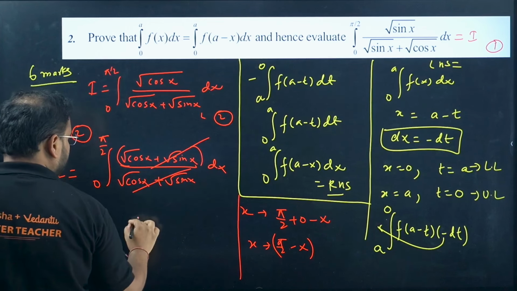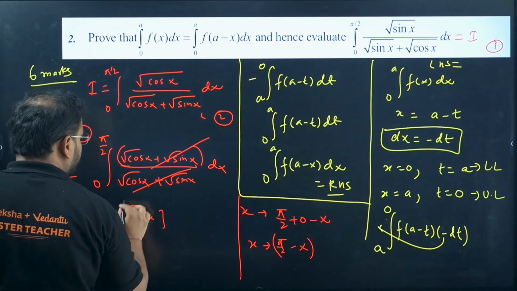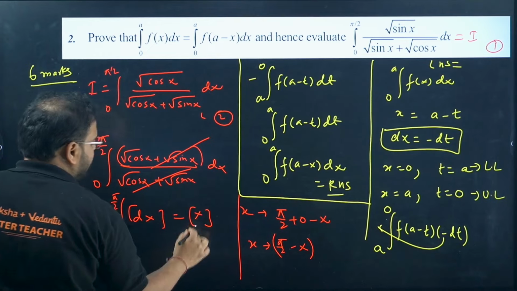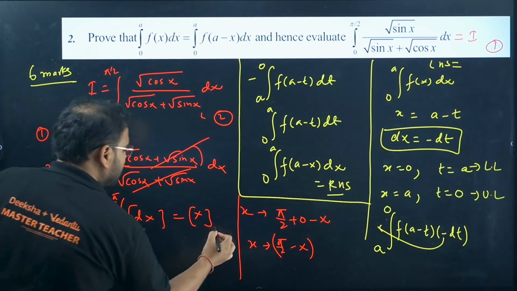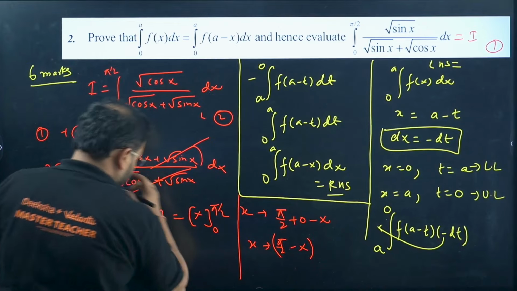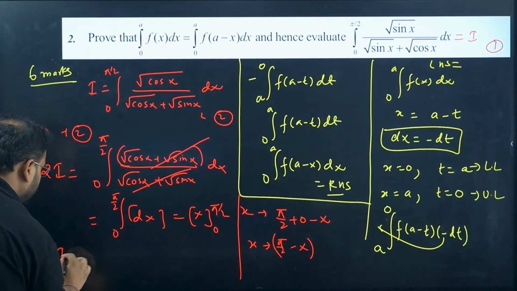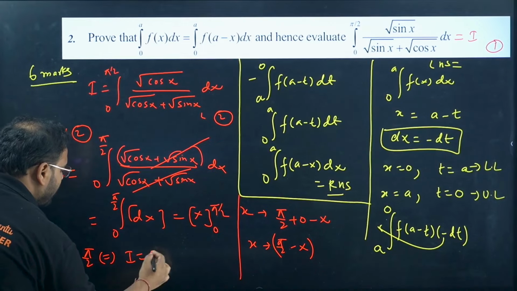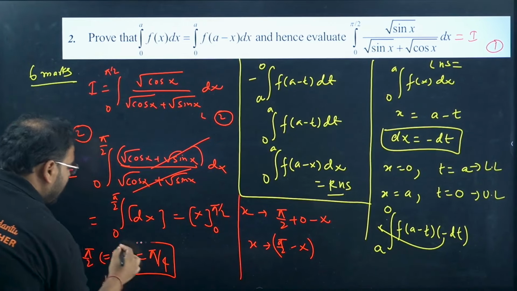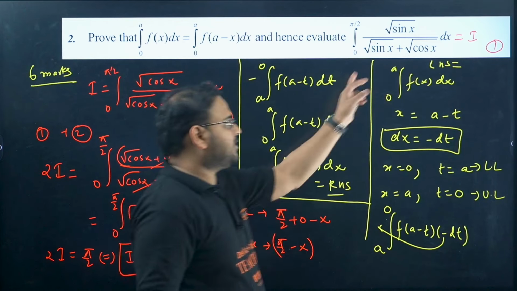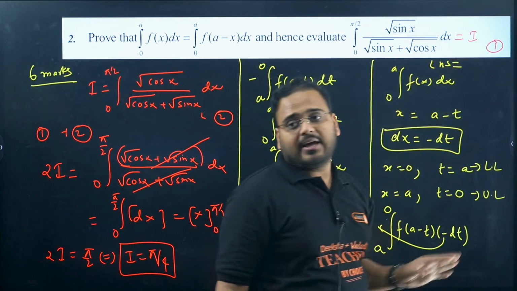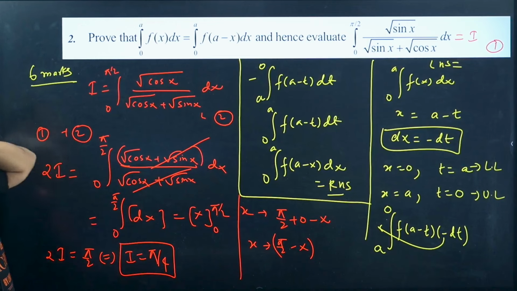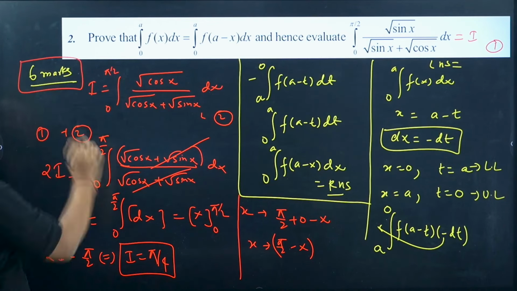We are left with dx, integration from 0 to pi by 2. We all know this answer. Integration of dx is x from 0 to pi by 2. So your answer becomes 2I equals pi by 2, which implies I equals pi by 4. And we were looking for the value of the integration I only, right? We are getting the I value as pi by 4. You can check over here. A 6-mark question is dealt with right now.